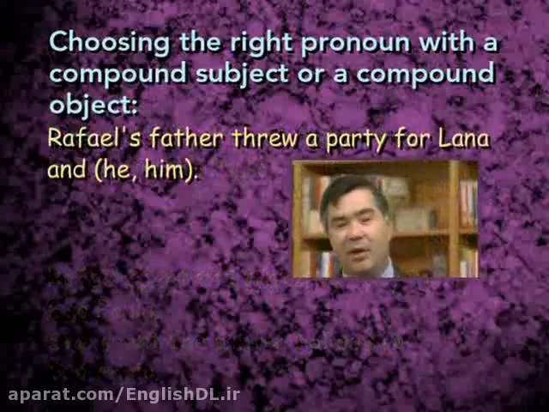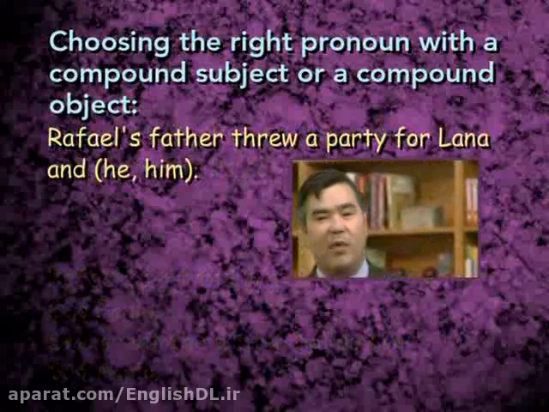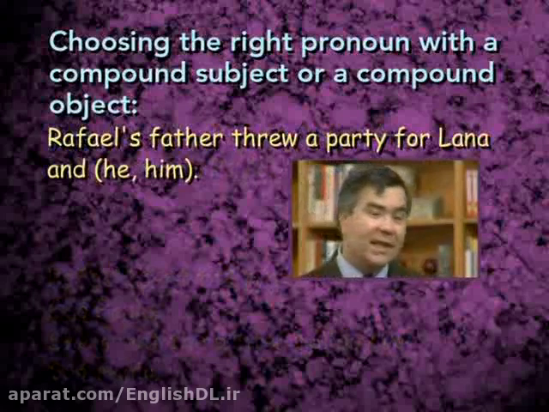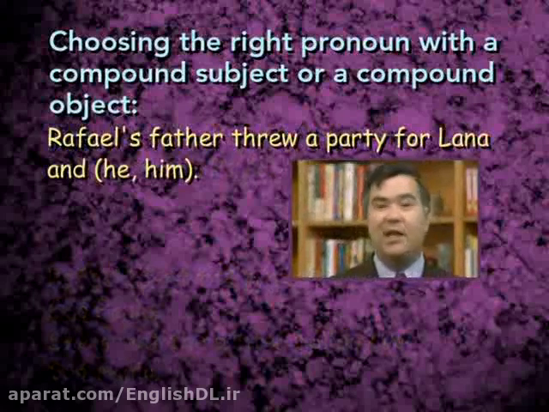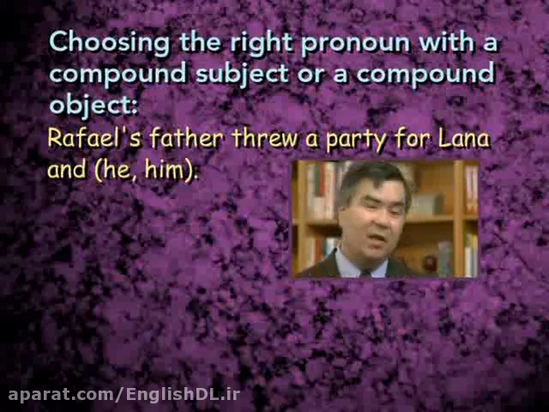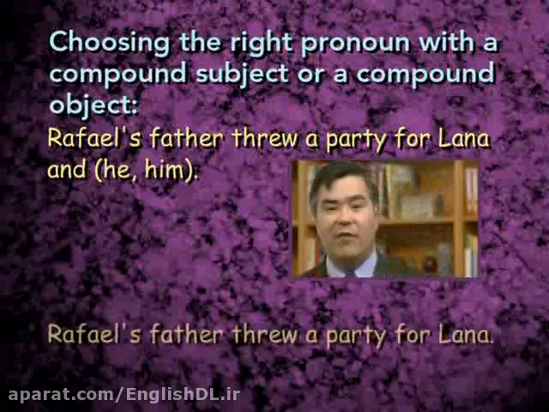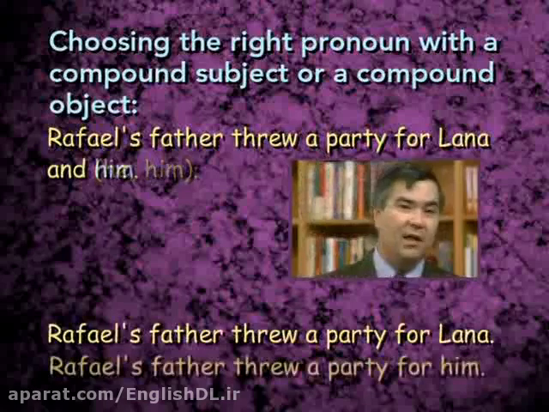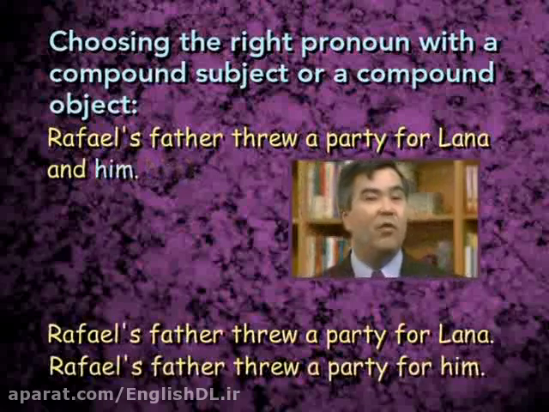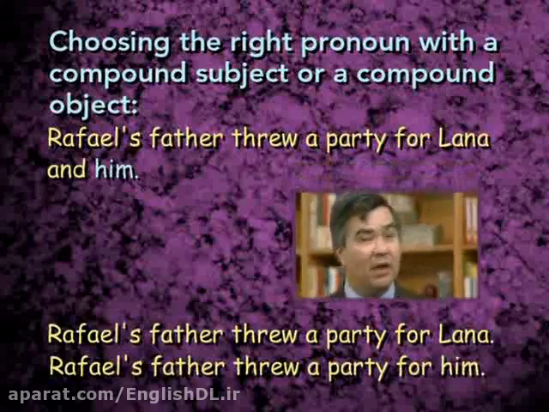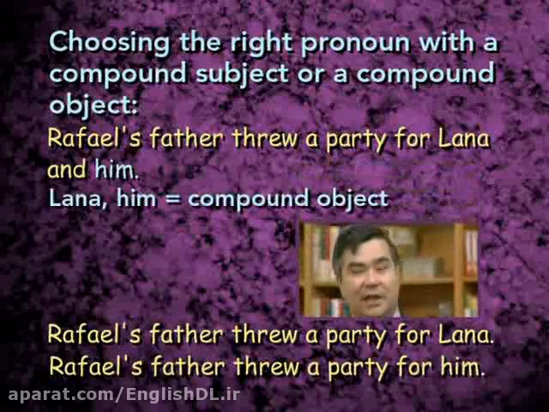One more example. "Raphael's father threw a party for Lana and he or him." Once again, if you're not sure which is correct, break the sentence into two, and then it'll be fairly obvious whether we're dealing with a subject or an object. "Raphael's father threw a party for Lana." "Raphael's father threw a party for him." This is the object of the preposition "for." It is a compound object, "Lana and him."